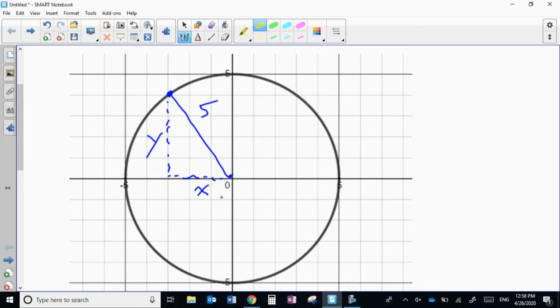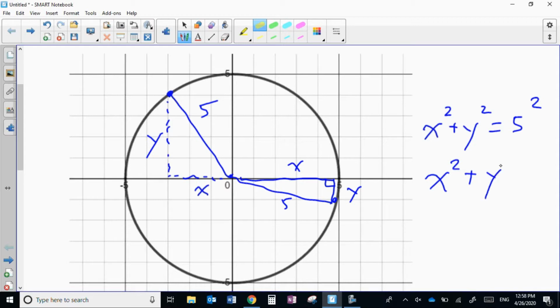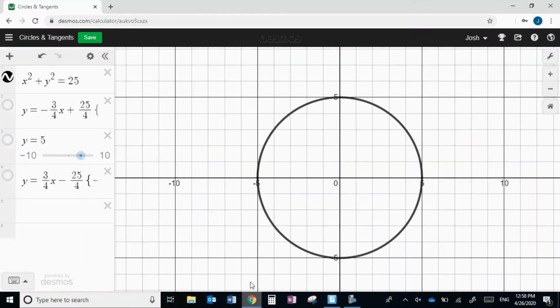But for any point on the circle, no matter where it is, I can draw a similar triangle using x and y as my values. Since it's a right-angled triangle, in every single case it'll be x squared plus y squared equals 5 squared. That's just from the Pythagorean theorem, c squared equals a squared plus b squared. So the equation for that circle is x squared plus y squared equals 25. In general, the equation of a circle is x squared plus y squared equals r squared, where r is the radius of the circle and the center of the circle is the origin. I'm just going to pull that up here.